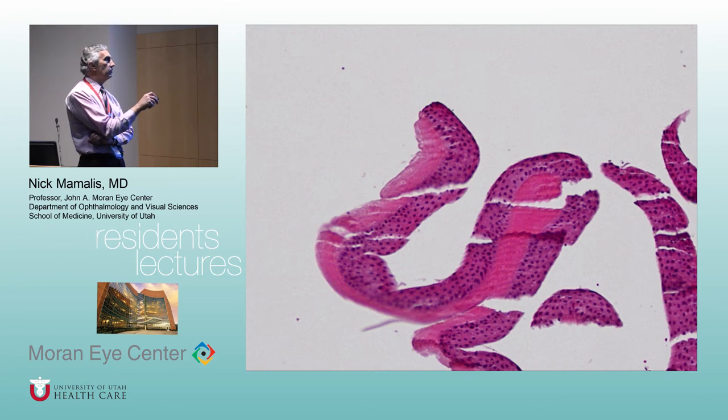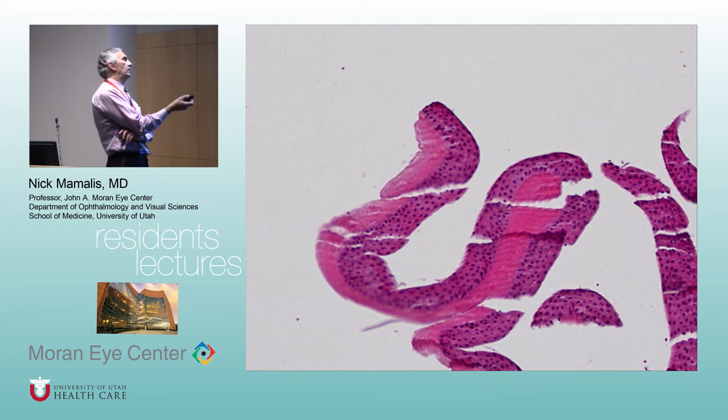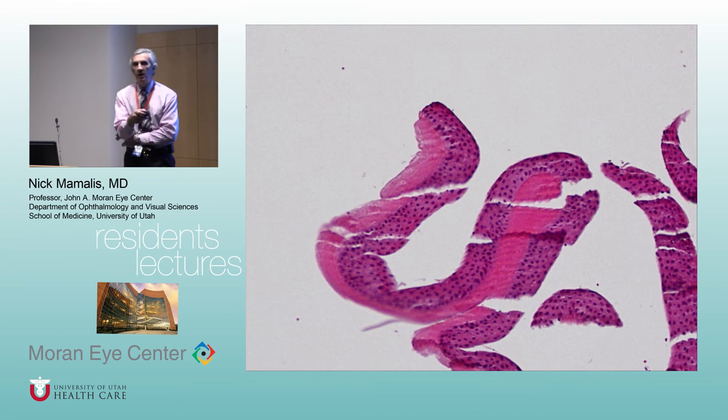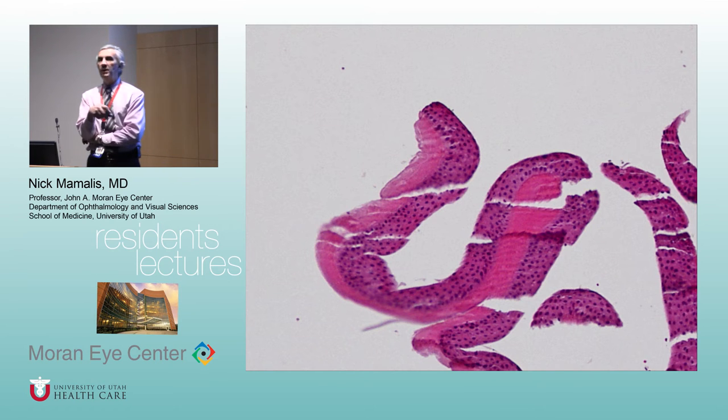But this is a good one. We just had this in the lab 2 weeks ago. This was a superficial scraping to try to do this. And this is epithelium that's been scraped off. And look at the basement membrane. That's almost as thick as the epithelium. And so that is a classic sign of map dot fingerprint dystrophy. It is a dystrophy of the epithelial basement membrane.